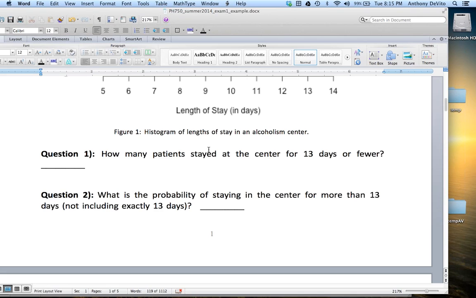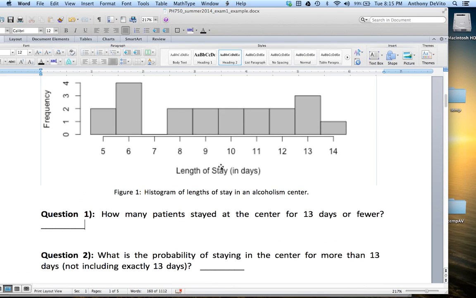Okay, number one: how many patients stayed at the center for 13 days or fewer? How many patients stayed at the center for 13 days or fewer? Somebody throw out a guess there.